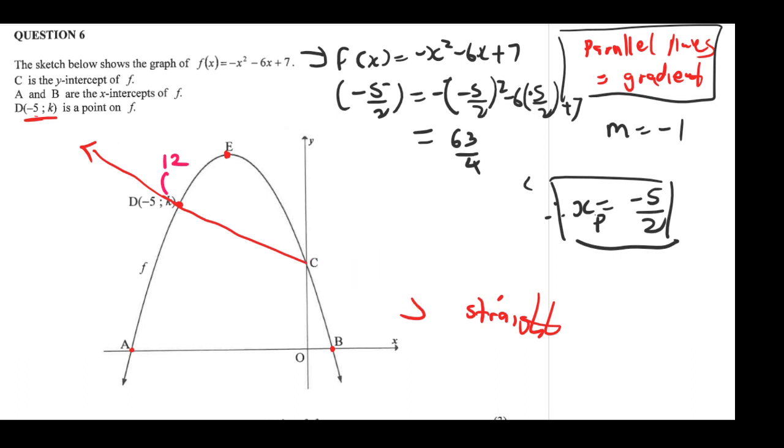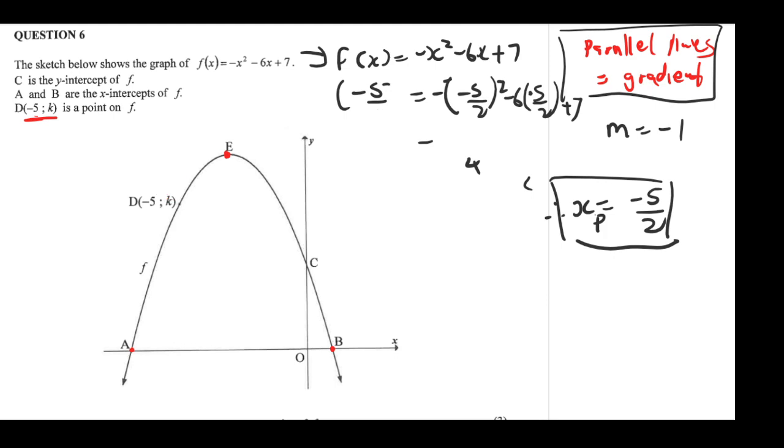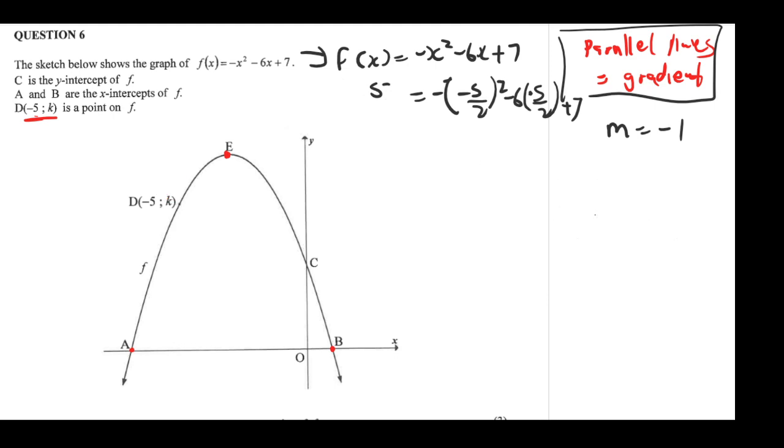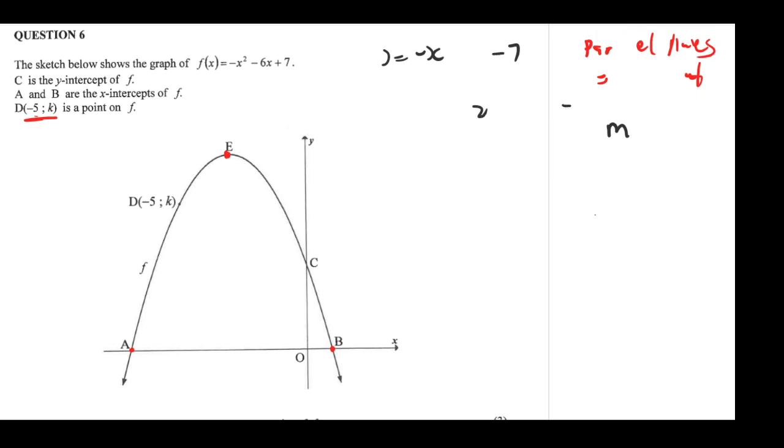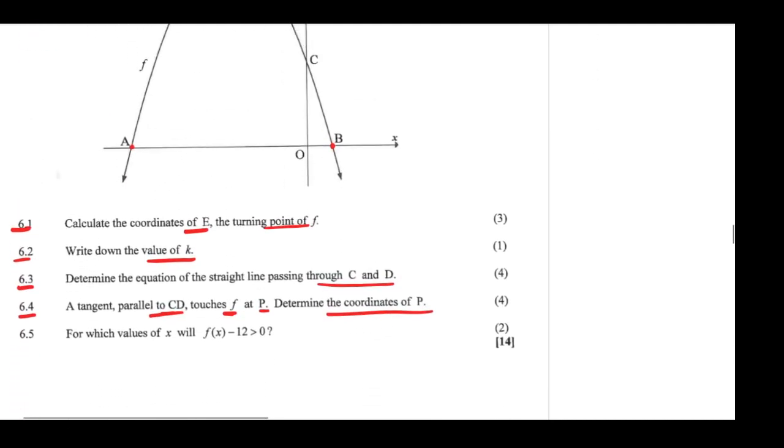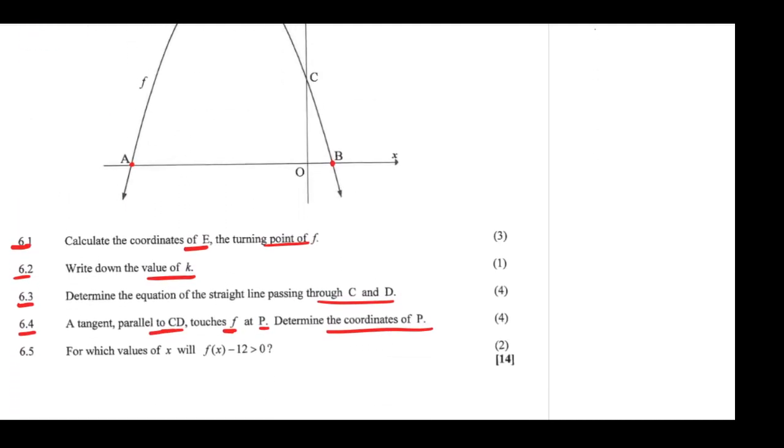Anyways, let's continue now and solve another problem. So now we're going to do the next question, which is actually the last question for question 6. We're asked, for which values of x will f of x minus 12 be greater than 0?